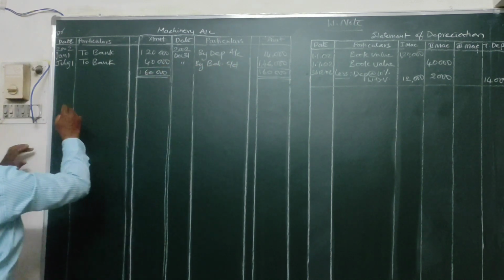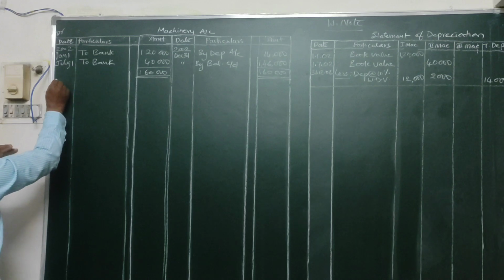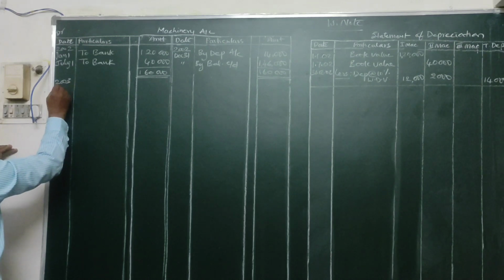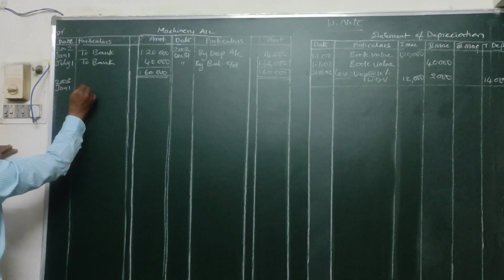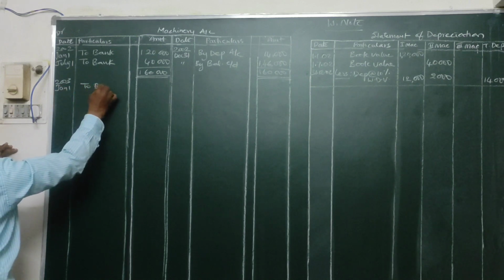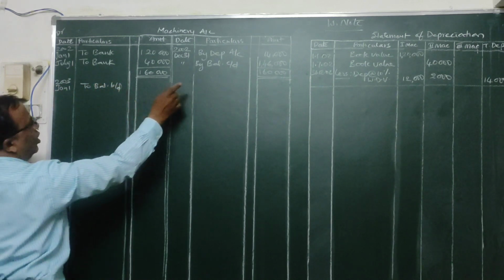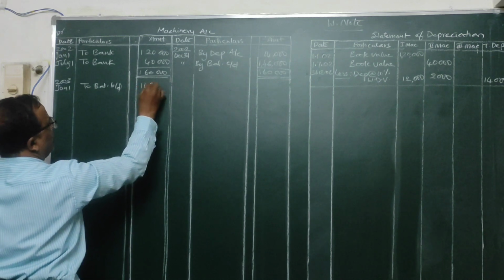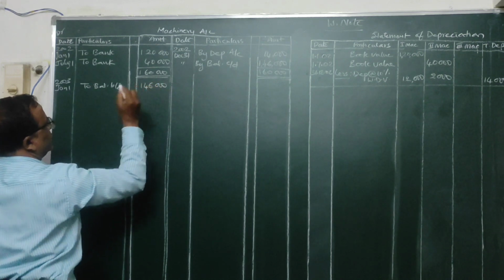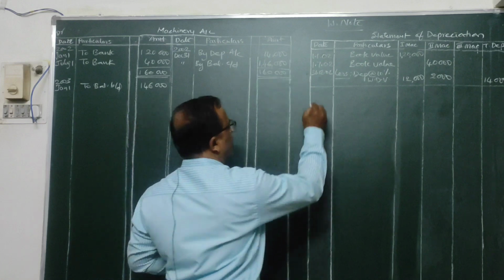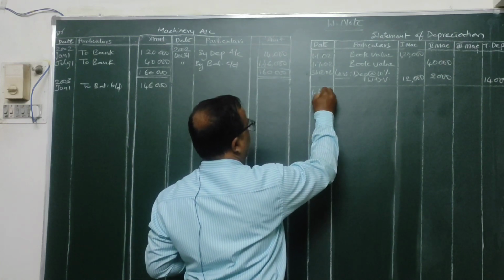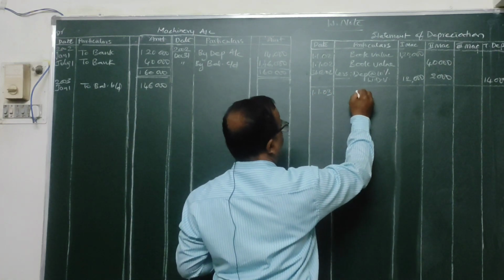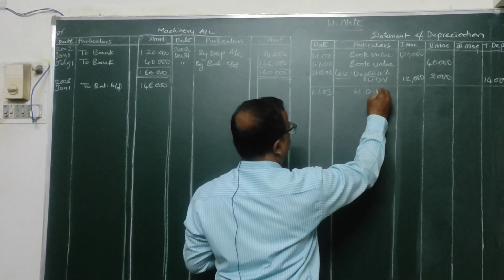Which will become the next day, that is on 2003 January 1, the balance brought down: 1,46,000.